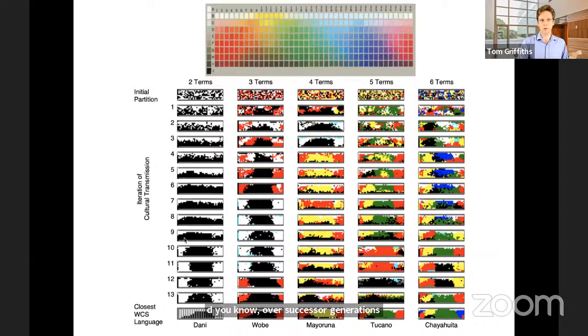Like, for example, with 2 terms, you either get this kind of light-dark division, or you get something where red is divided off from the other colors. And if we look at examples of 2-term languages, you actually see something quite consistent with this. Again, what I'm showing for these other languages at the bottom here is the closest matching color system in the World Color Survey.